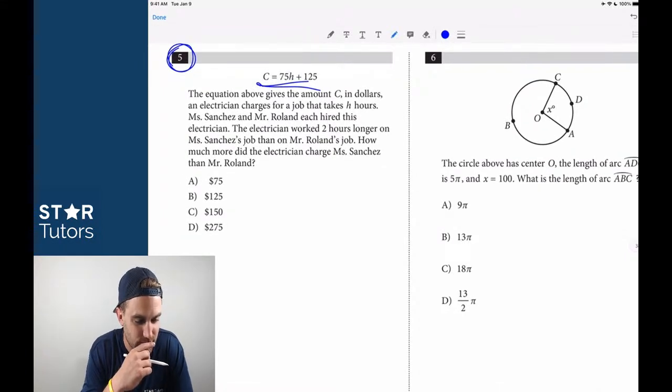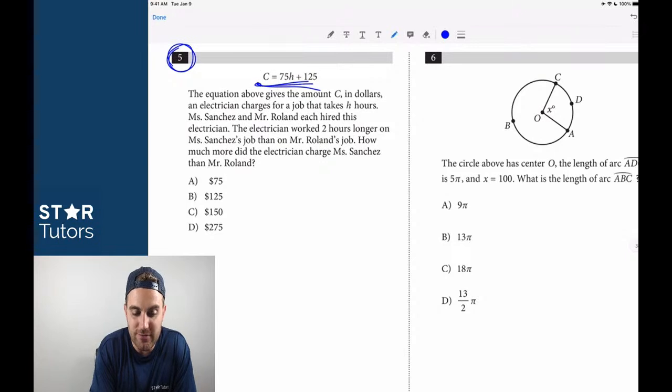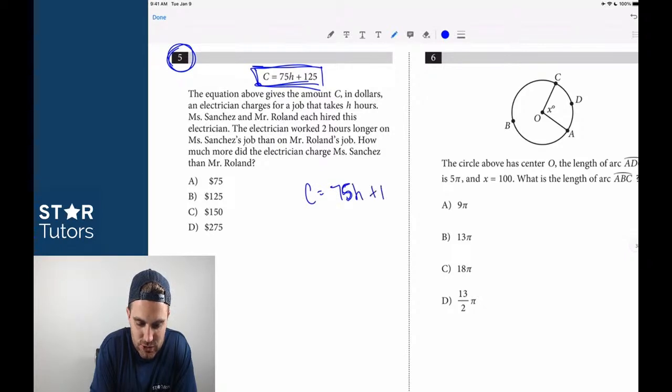Okay, so does everybody see on number 5? Thumbs up if you see that, once again, C is equal to 75H plus 125.